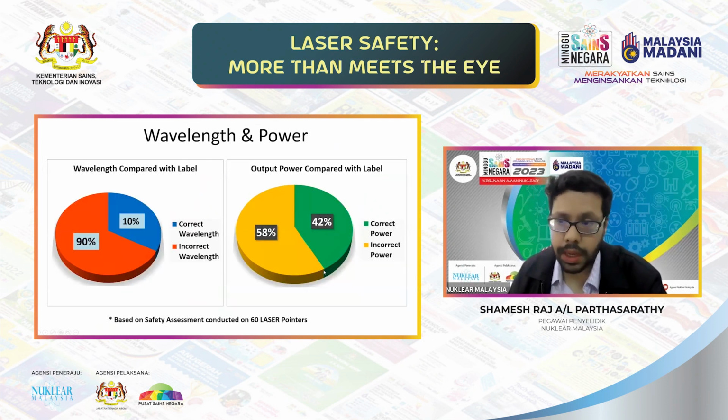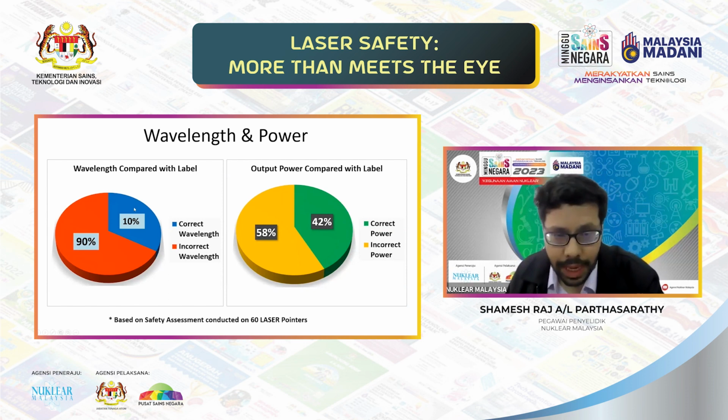Based on our analysis and observation, we noticed that only 10% of the laser pointers were showing the correct wavelength compared with the label. So the remaining 90%, right? In this particular case, based on the assessment conducted on 60 laser pointers, only 6 were showing the correct wavelength, whereas the majority, 54 laser pointers, were showing the incorrect wavelength.